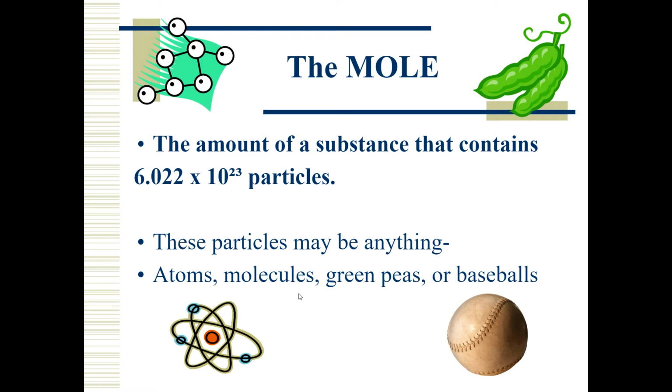In chemistry, we're talking about the mole, which is the amount of a substance that contains exactly 6.02 times 10 to the 23rd particles. These particles can be anything: atoms, molecules, green peas, or baseballs. As long as it is 6.02 times 10 to the 23rd of them, it's a mole. Now, what you have to understand is that 6.02 times 10 to the 23 is a very, very large number. It's as if you took the number 602 and then strung 21 zeros out behind it. If I had a mole of marbles, I could bury the earth in marbles 3 miles deep.